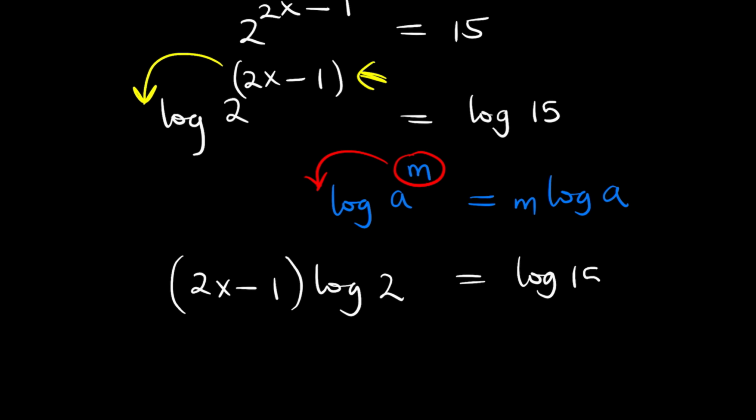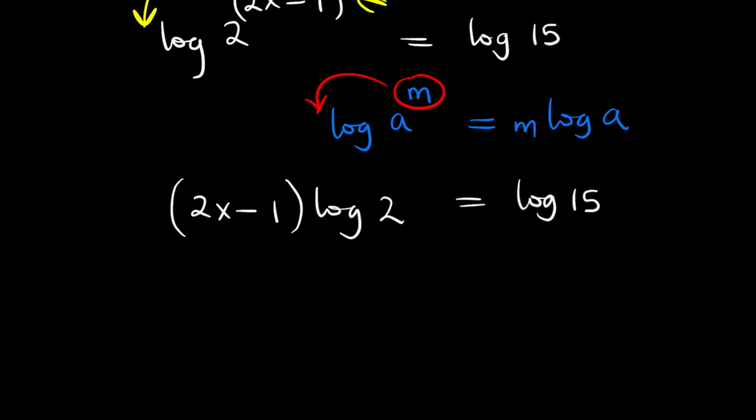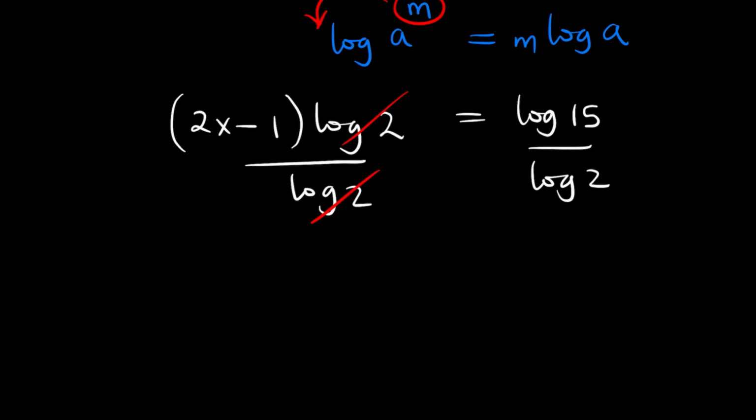Remember, they are both in base 10, and then we can now divide through by log 2. Divide through by log 2, so that this gets rid of this here, and what we are left with on the left hand side is 2x minus 1. Then on the right we have log 15 divided by log 2.